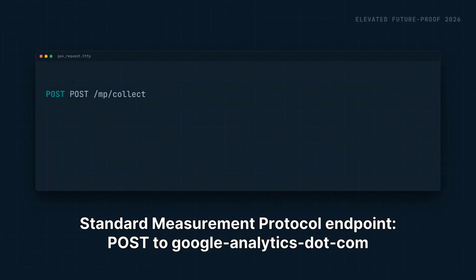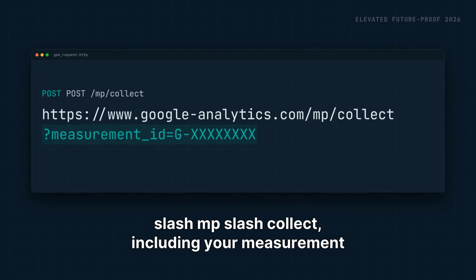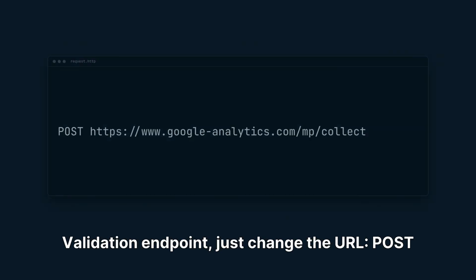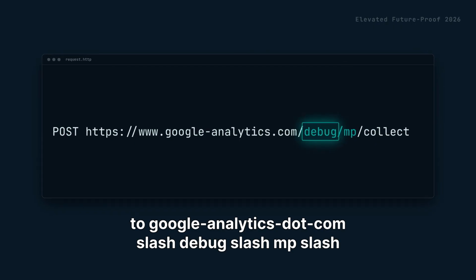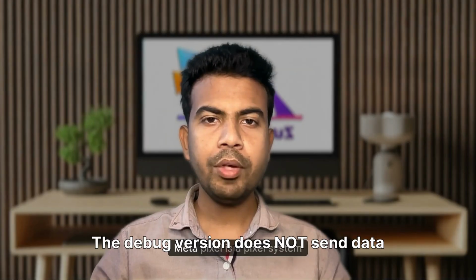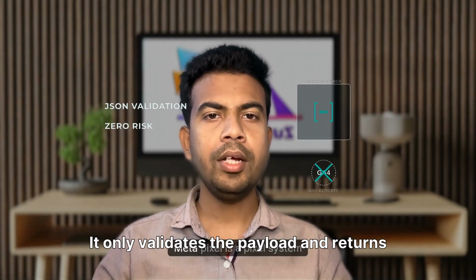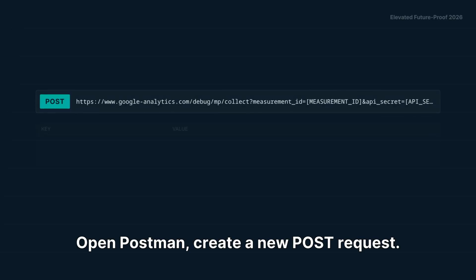Standard Measurement Protocol endpoint: post to google-analytics.com/mp/collect, including your measurement ID and API secret. Validation endpoint: just change the URL, post to google-analytics.com/debug/mp/collect. The debug version does not send data to GA4, it only validates the payload and returns a JSON response with every error it finds. Zero risk.